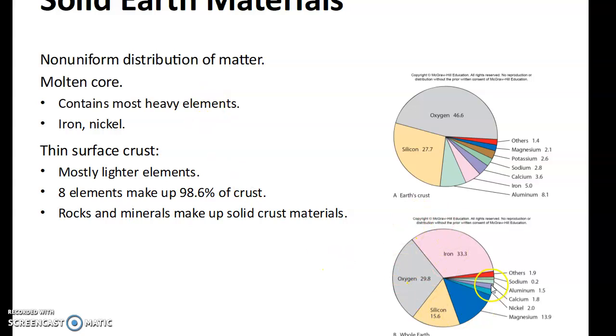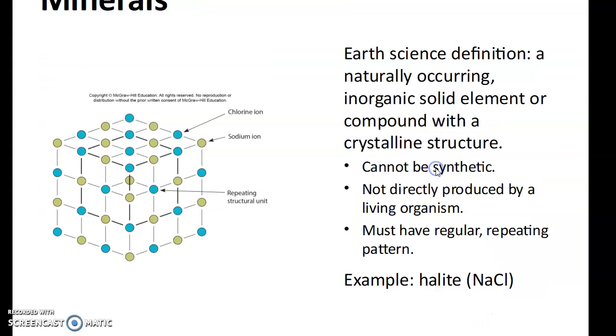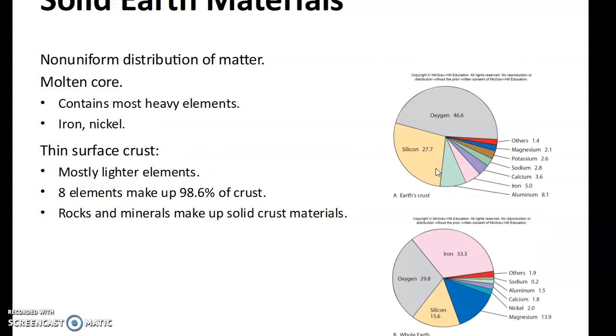This is the whole Earth right here. They should have flipped these around the other position, because this right here is the Earth's crust. And you see that the most common element in the Earth's crust is oxygen, followed by silicon. Now, this is on the basis of total mass. Aluminum weighs a lot more than oxygen, but there is so much more oxygen and silicon.